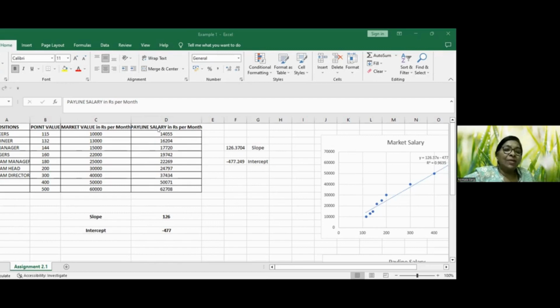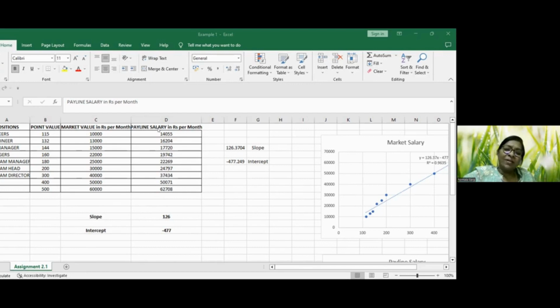Now, having said that, what is the purpose of actually doing this? We want to ensure that there is a fair, equitable salary paid to all these people. So we need to compare it with some comparator, that is the market data. You can see in column C you have market data. Market value in rupees per month represents the market data. That means an engineer is paid 10,000 rupees per month in the market for a similar position.